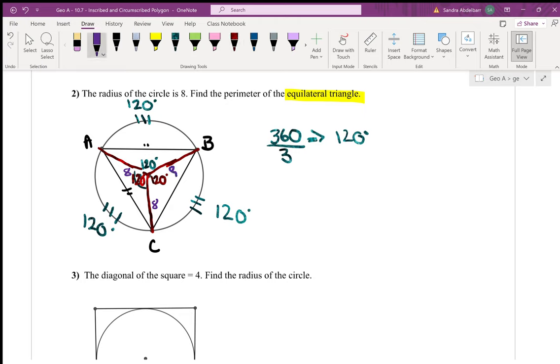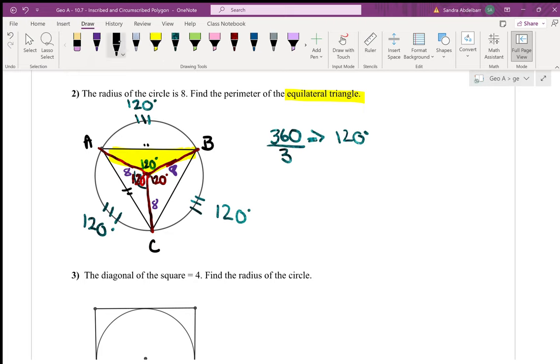So once you get the central angle, first step, draw the radii to the corners. Then divide 360 by however many central angles you have. Then we're going to pick one of these triangles. It does not matter which triangle you choose. So I'm picking this triangle.